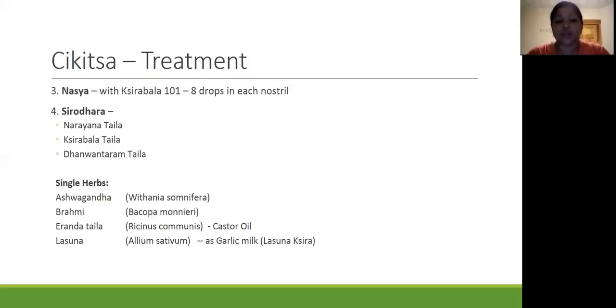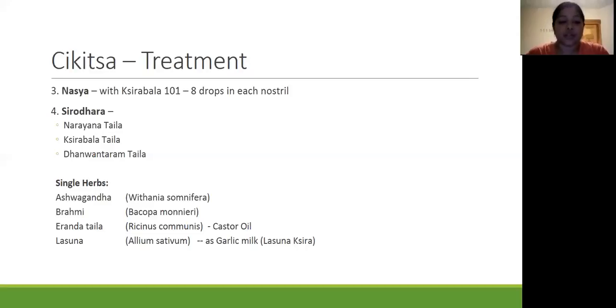Or you can use ashwagandha as a decoction. It tends to work much better as a decoction. Or you can use Brahmi. Brahmi also has a similar action, but Brahmi should be used as a decoction as well.